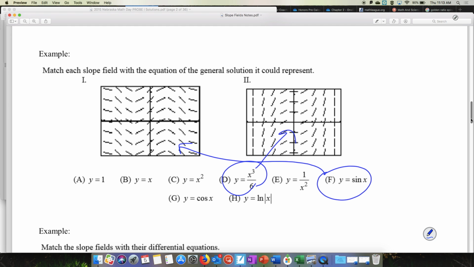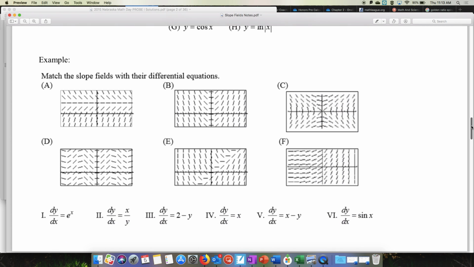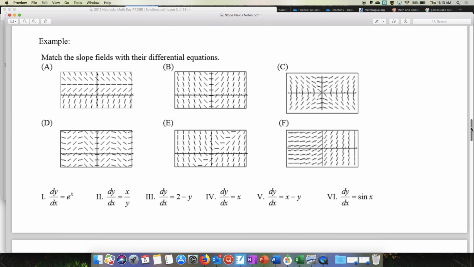Okay, now, that's nice. But these are the differential equations. So we have to think about how these affect our slopes. So I'm going to give you 2 minutes at your pods to determine what matches where.